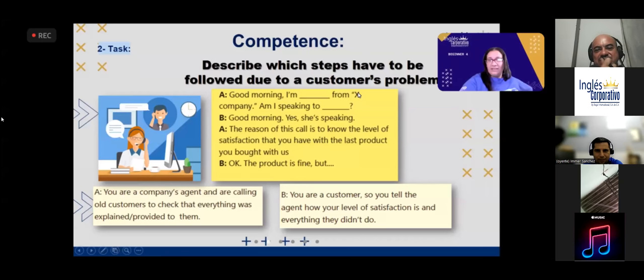Bueno, sí, cualquiera, queda el A. Ok. Vaya, Carlos, que sea. Bueno. Ok. Entonces sería good morning, I am Carlos from Banco Agrícola.